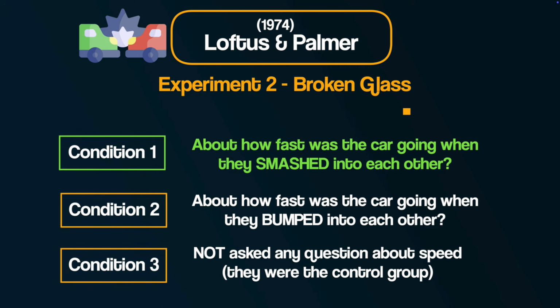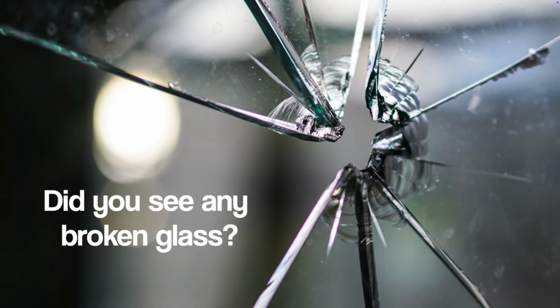In Loftus and Palmer's second experiment, participants who heard the word smashed in a speed-related question were more likely later, falsely, to recall seeing broken glass, even though there was none. This shows how leading questions can not only distort memory of details like speed, but also create false memories of events that never happened.